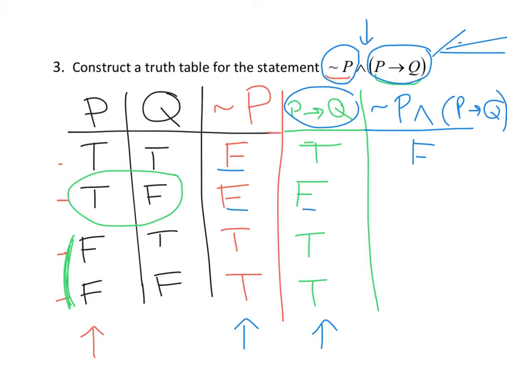Here's a false, there's a false. That's a false. So false and true is false. False and false is also false. But if they're both true, true and true, that's true. True and true is true. So that's your final truth table. And it tells you what the truth value is of this statement in any given possible combination of P's and Q's.